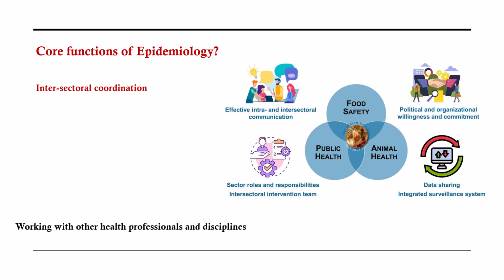If rabies is a big problem, there should be intersectoral coordination between public health and animal health so that sector roles and responsibilities, what all activities will be done, are clear. Vaccination of humans will be done by the public health department. Vaccination of animals will be done by the animal health department. There should be an intersectoral intervention team. In case of foodborne infection, food safety department and public health will work together. Data sharing. There should be an integrated surveillance system also. That will help in communication between one sector and another.